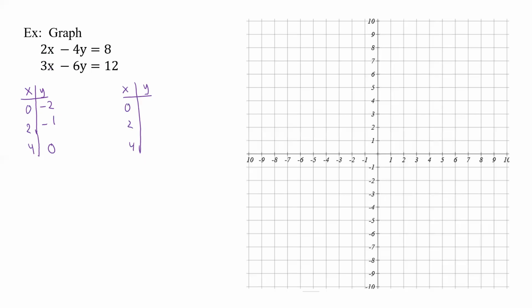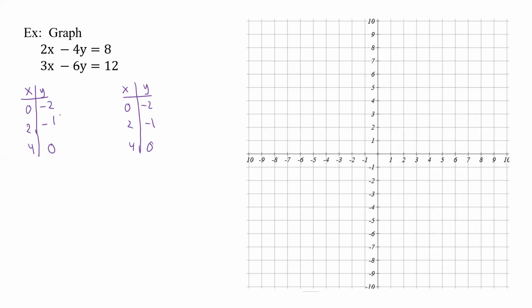If we plug in 0 here, divide by a negative 6, we're going to get a negative 2. Plug in 2, that's going to be 6. Subtract that off, that's going to be a 6. Divided by negative 6, that's going to be negative 1. And we plug in 4, that's 12. Subtract that off from here, that's 0. And so we get 0.